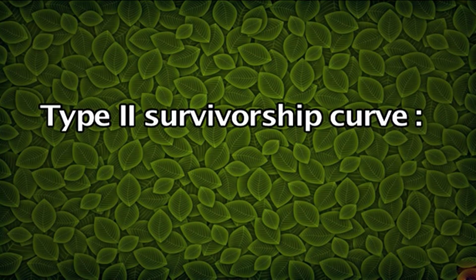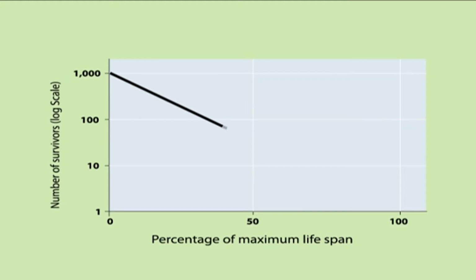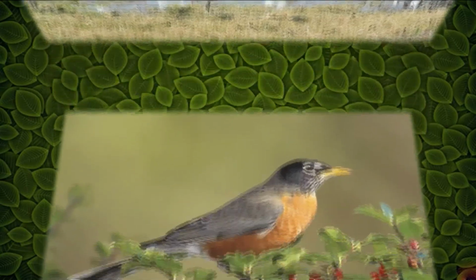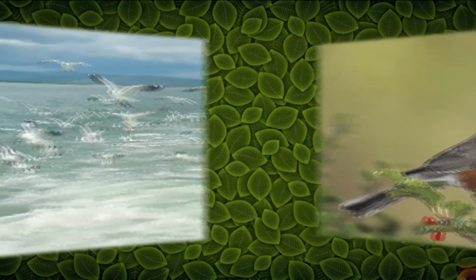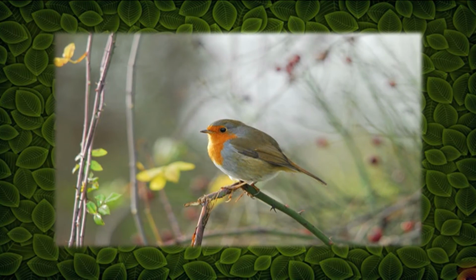Now, type 2 survivorship curve, that is constant mortality. This type of survivorship curve is represented by the laboratory populations of hydra and the natural populations of gull and American robin. In these populations, there is a more or less constant rate of death throughout life, or at all stages until near the end of the lifespan.